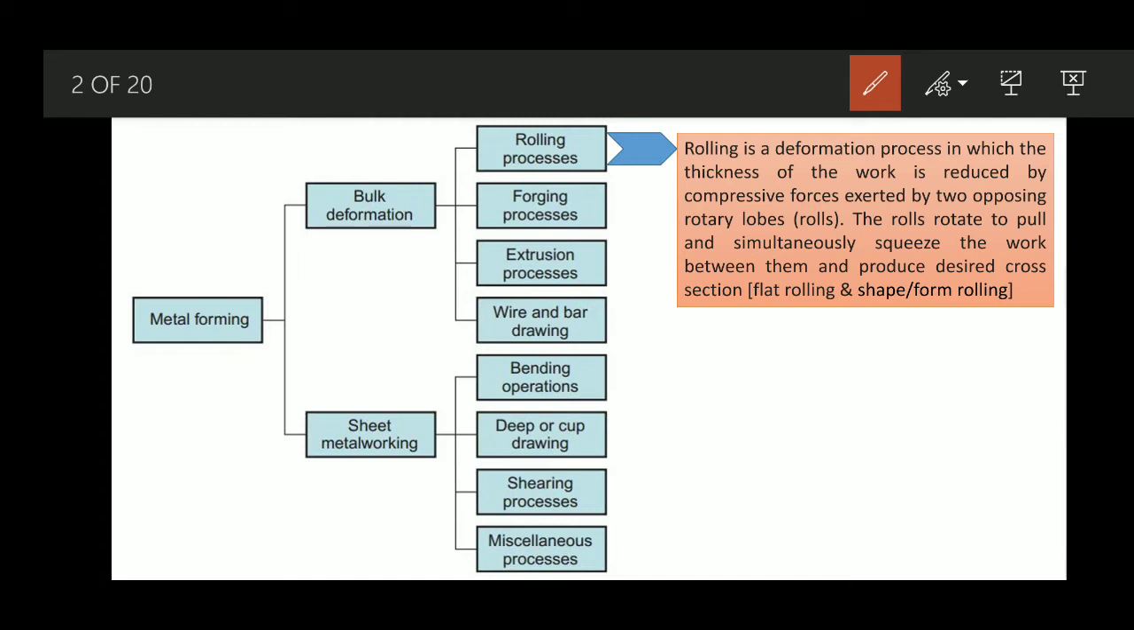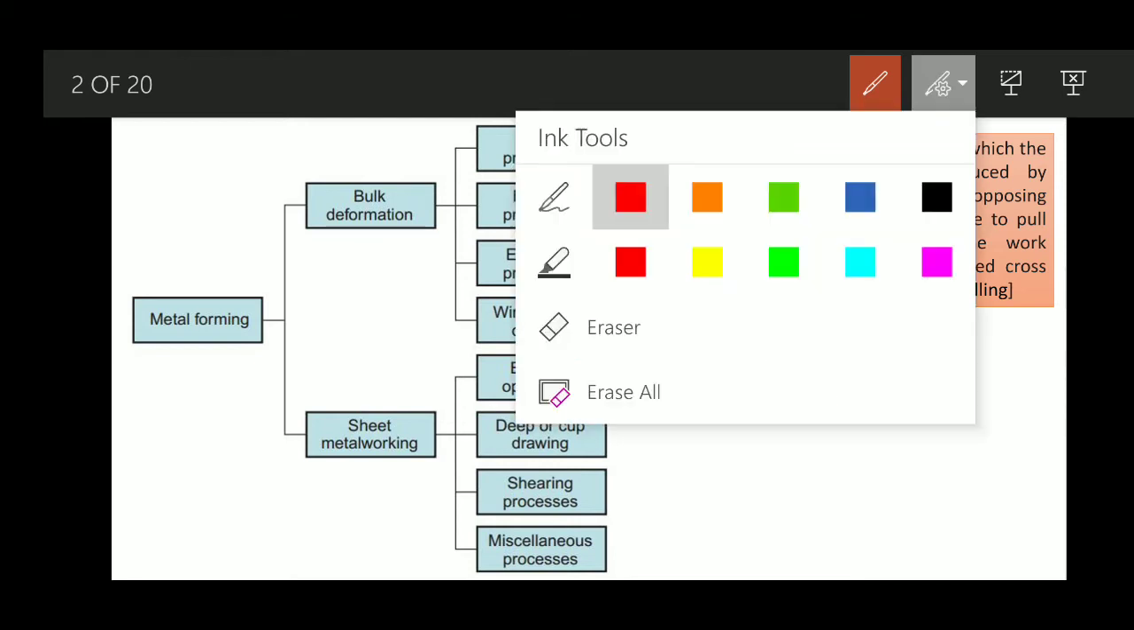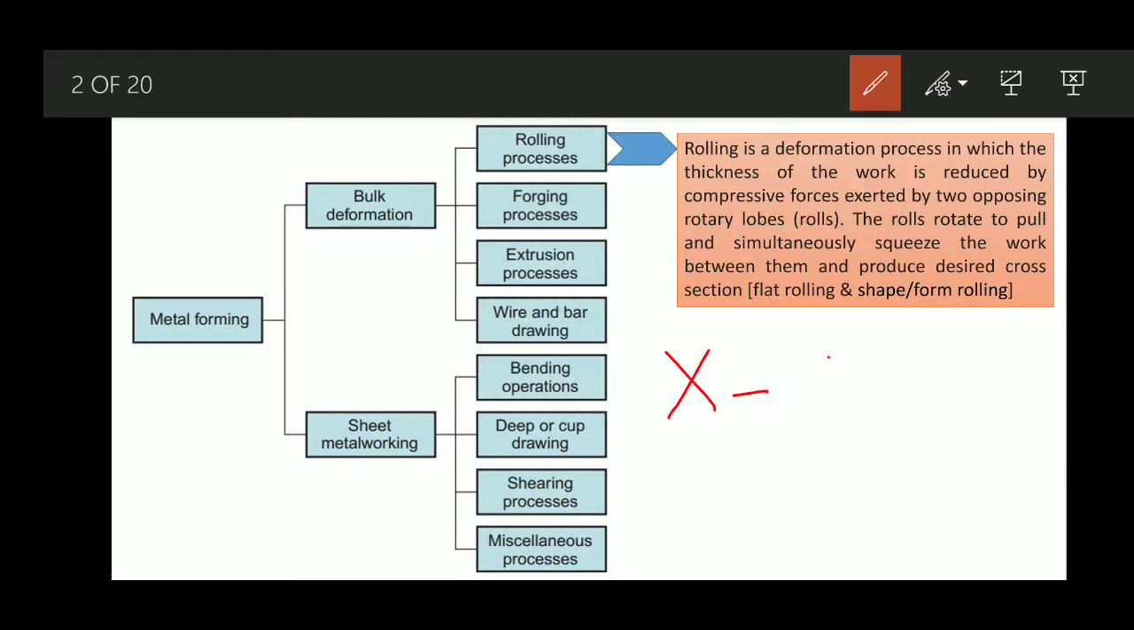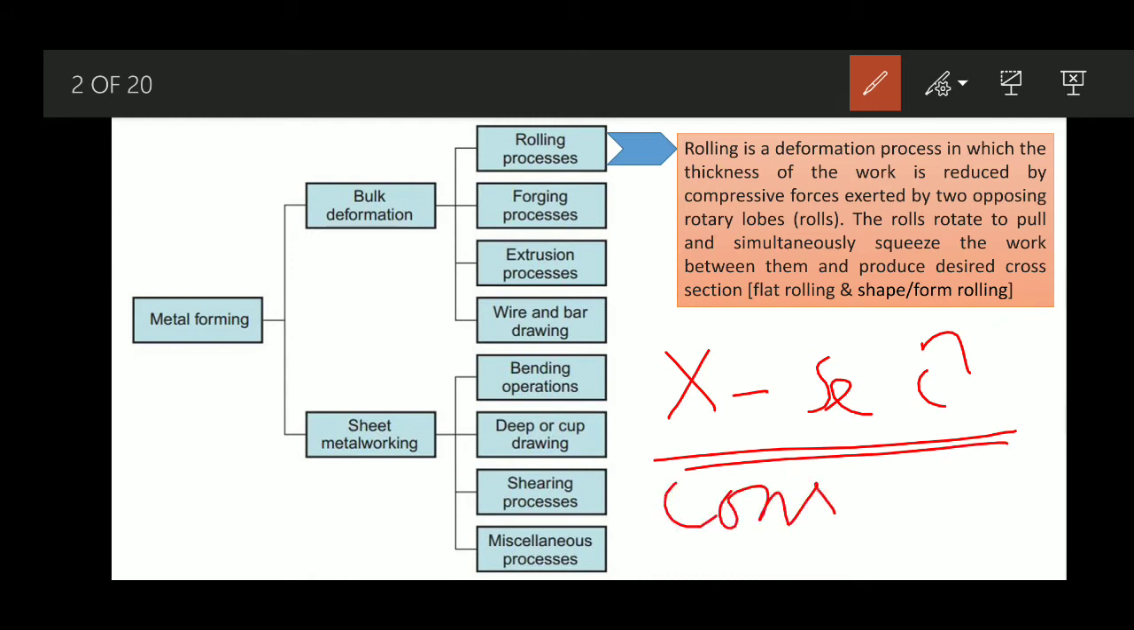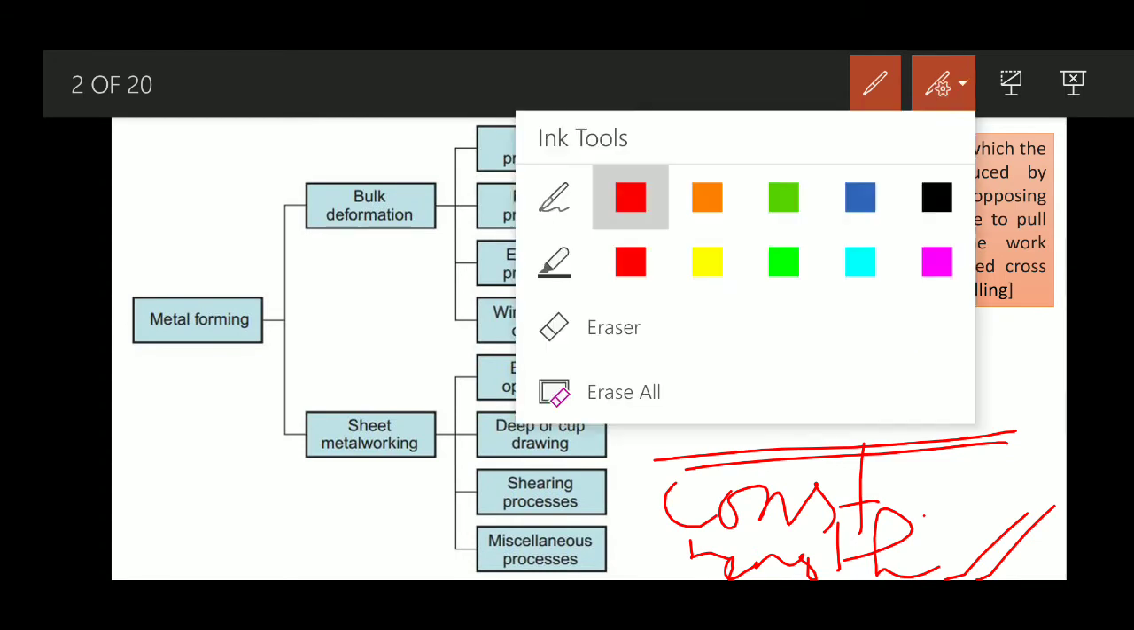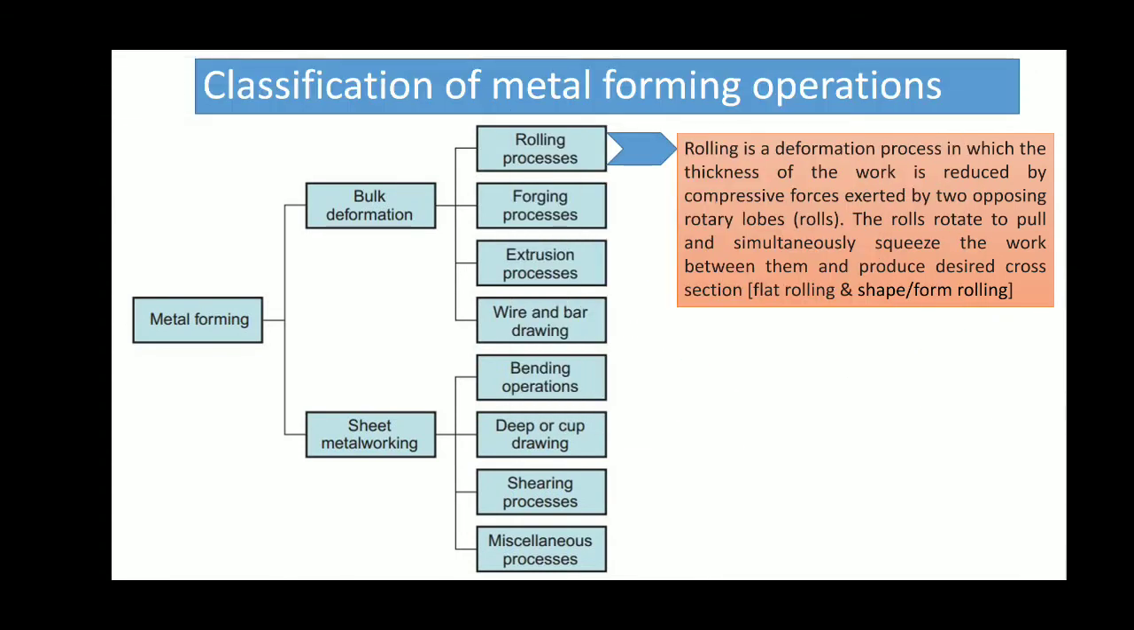Generally, one particular thing about this rolling process is that the cross sectional area is constant throughout. Cross section is constant through the length. So over the length, the cross sectional area of the part that is produced by the rolling process is constant.